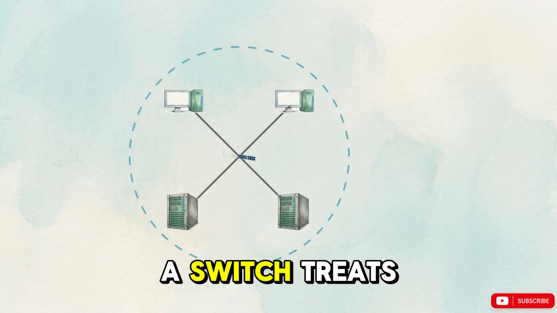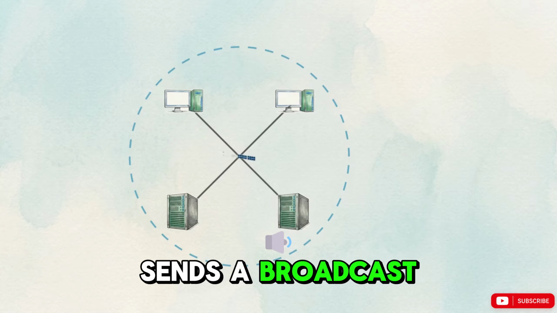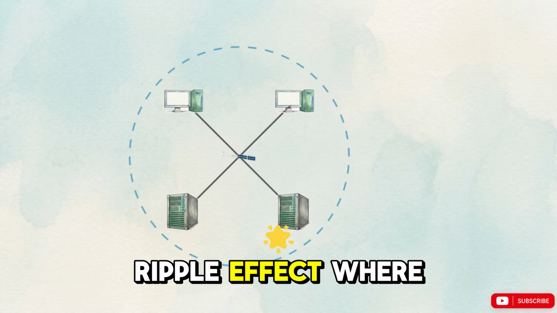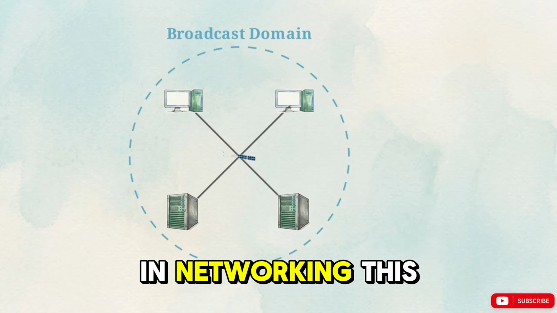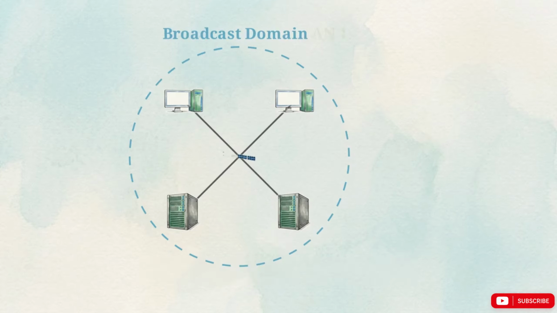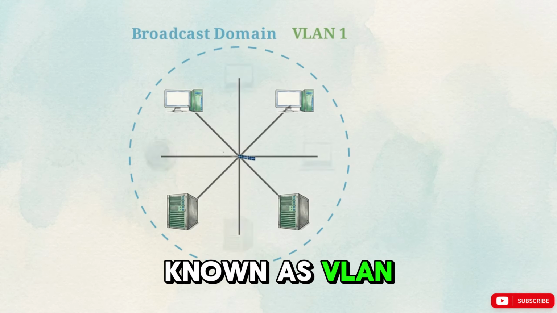By default, a switch treats every port as part of a single group. If one computer sends a broadcast message, we see a ripple effect where that frame hits every single other device connected to the switch. In networking, this is called a broadcast domain. Out of the box, all ports are assigned to this single domain, known as VLAN 1.